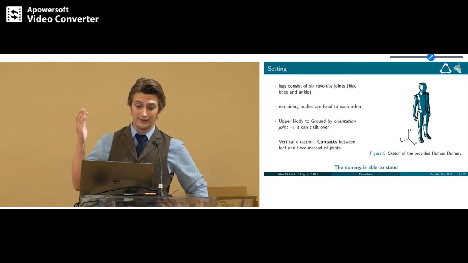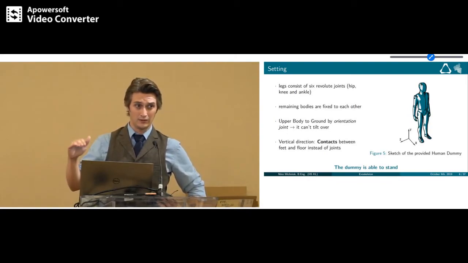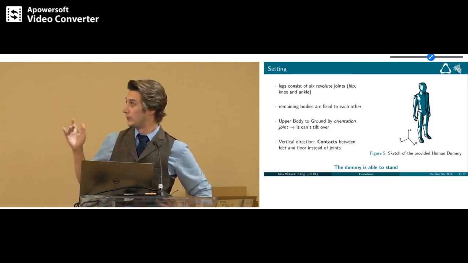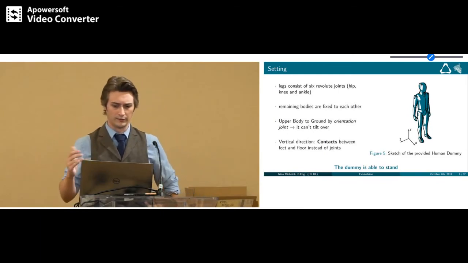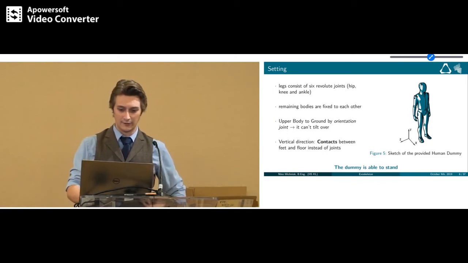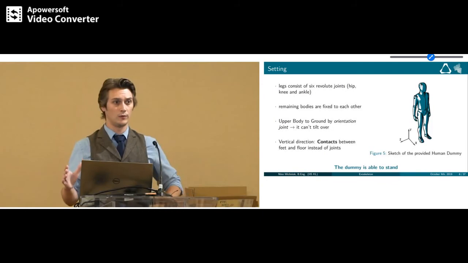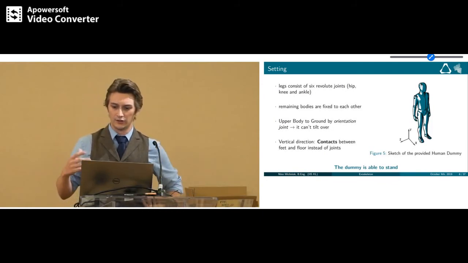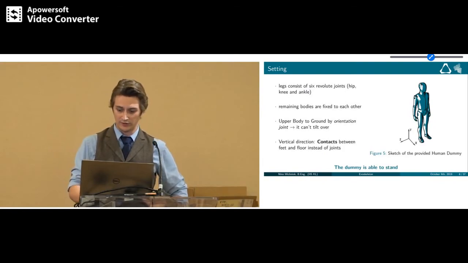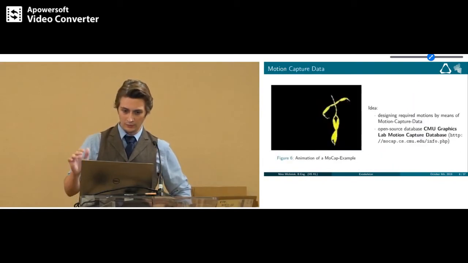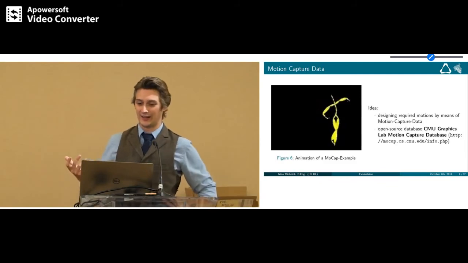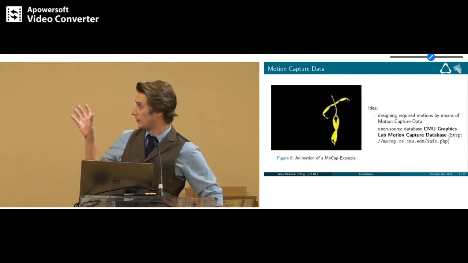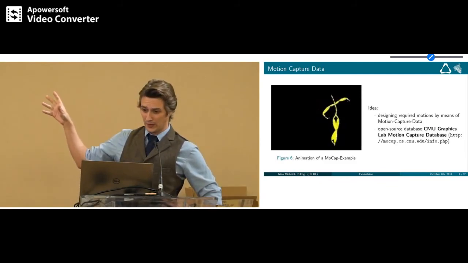And though I didn't want it to fall upwards, I've added a floor and basically used contact between the feet and the floor so it doesn't fall in the direction of gravitational acceleration. So when I now put all the rotational angular velocities in the joints to 0, the dummy was able to stand. But standing wasn't a task which I had to achieve, so I've used motion capture data.